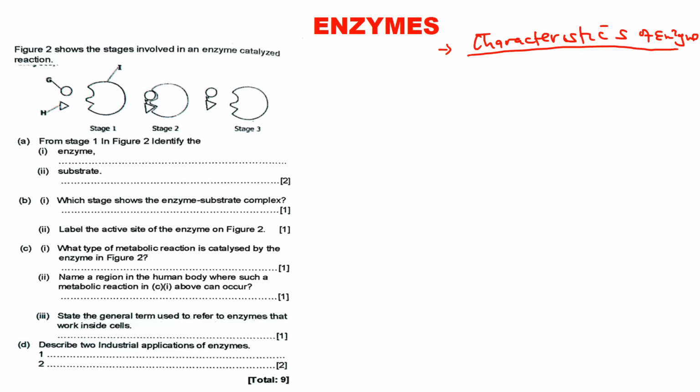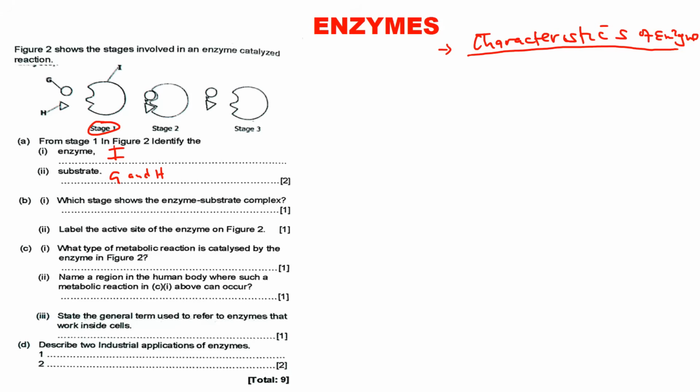So figure 2 specifically, stage 1 in figure 2. The whole of this is figure 2. Then stage 1, identify the enzyme. So the enzyme is letter I. Then the substrate is G and H. Which stage shows the enzyme substrate complex?